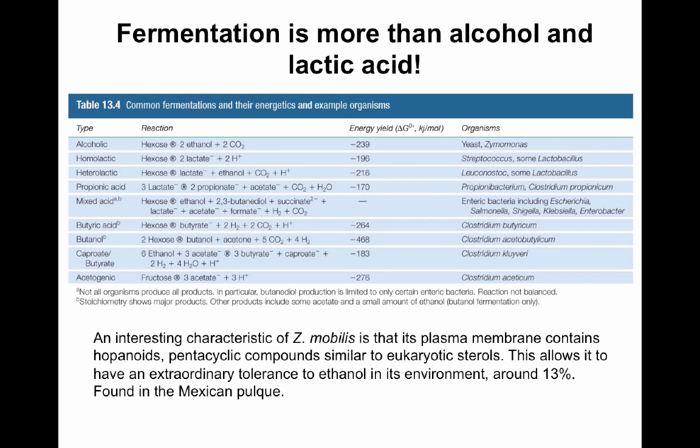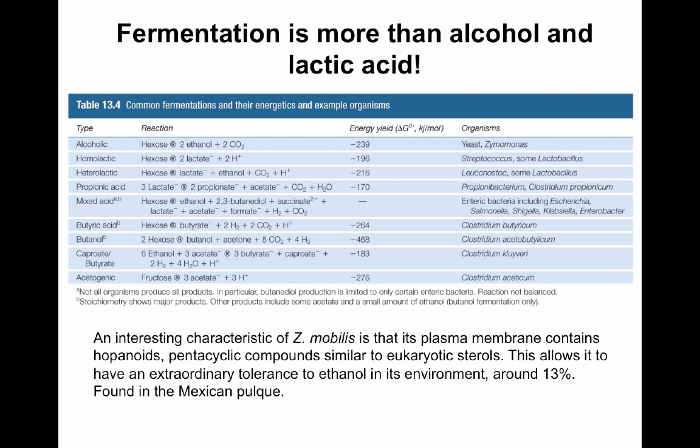You can also have butyric acid fermentation, when hexose is going to then be fermented into butyrate, hydrogen gas, carbon dioxide, and protons. Butanol fermentation is going to take sugars and generate butanol, acetone, carbon dioxide, and hydrogen gas. And the caproate-butyrate fermentation will take ethanol and acetate to generate butyrate, caproate, hydrogen gas, water, and protons. Last, you have acetogenic fermentation, which can take fructose and generate acetate. These are going to be generated by multiple different microorganisms.